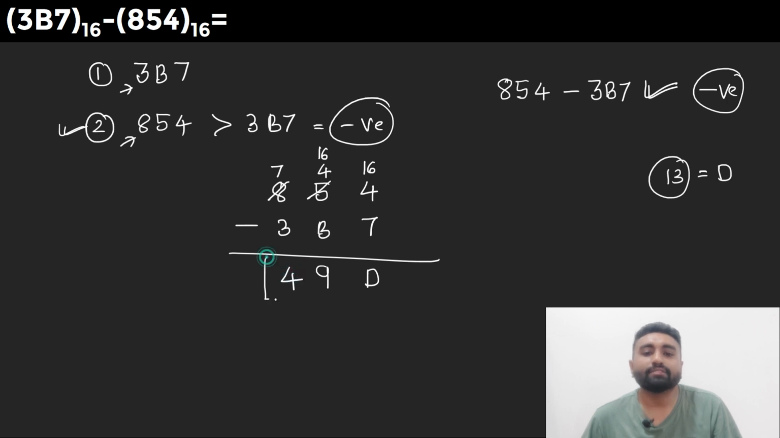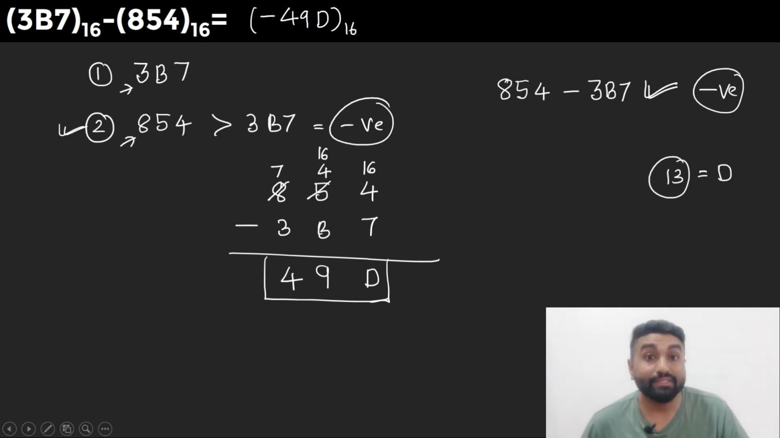Now this is our answer, but we know that the answer should be negative, so our answer will be minus 49D, and this is your hexadecimal answer. I hope guys with this example you understand how to do hexadecimal subtraction in an easier manner if the second number is bigger. So this is the trick for how you can apply the hexadecimal subtraction rules.